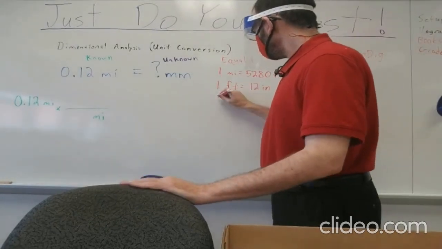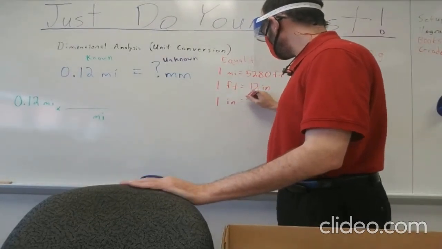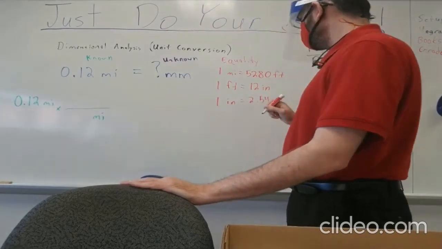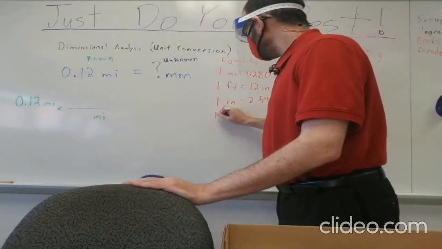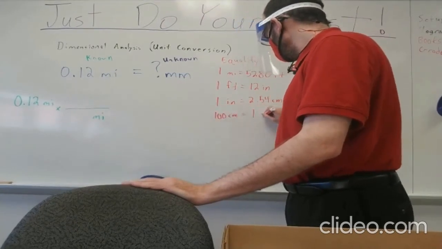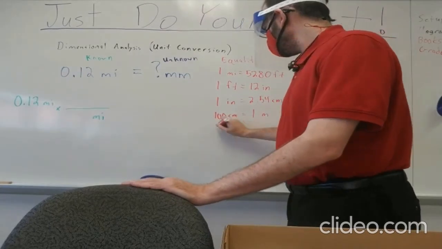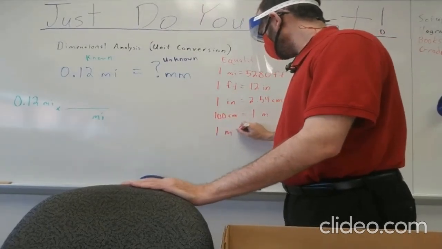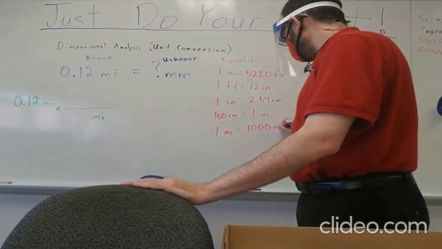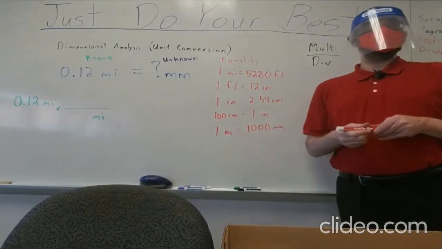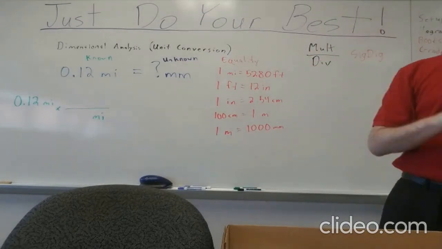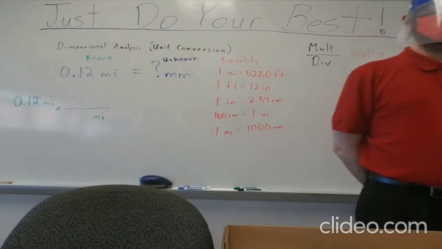Well, I can do that thing I did earlier. 1 inch is equal to 2.54 centimeters. I can then say that there is 100 centimeters in 1 meter. And I can then say that 1 meter has 1,000 millimeters. So this here is not a one-step problem. It's a 1, 2, 3, 4, 5-step problem. I inadvertently gave you one bigger.